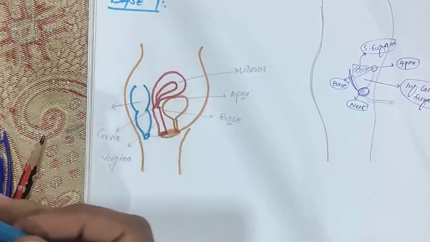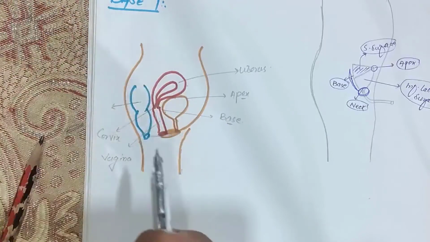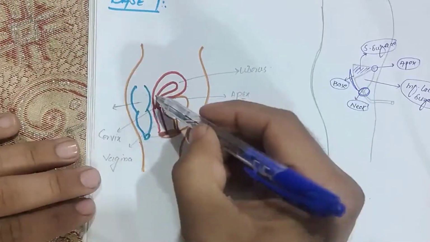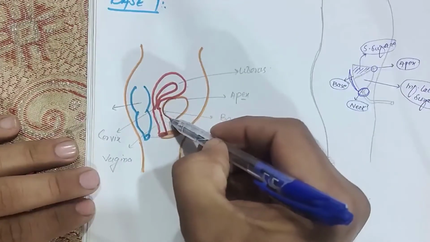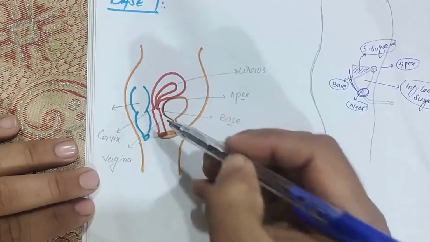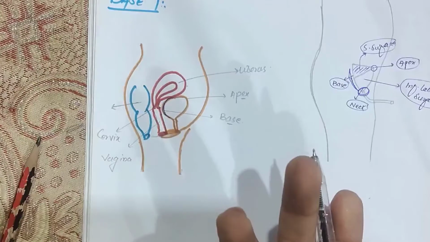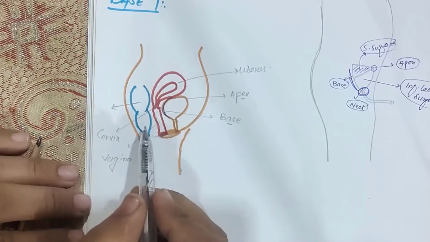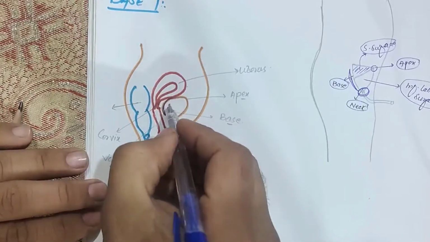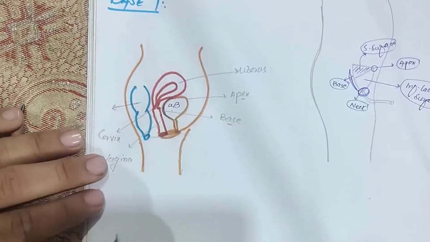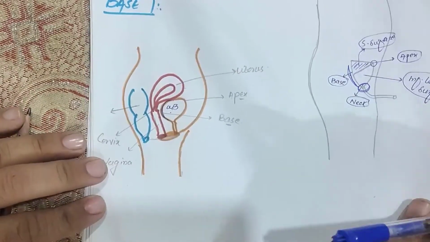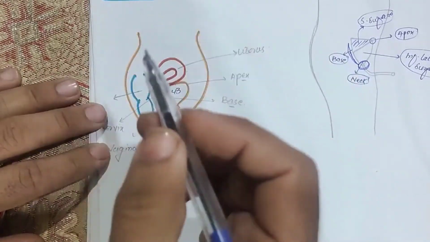Okay, so let us see the relations of the urinary bladder, the base of the urinary bladder in case of female. Now look carefully. I will tell you very easily. Look, this is the base of the urinary bladder in case of female. Now what are the structures posterior to it? That will be the relations of the base of the urinary bladder in case of female. So we will write it here. What are the structures in case of female?